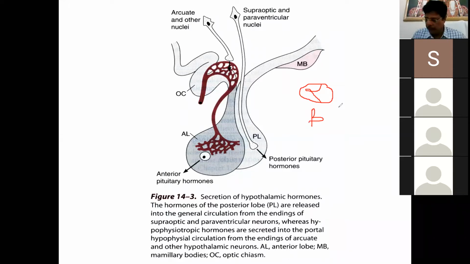Okay. Then I'll start with the anterior lobe maybe tomorrow or on Thursday. I'll quickly finish about the intermediate lobe. Right?